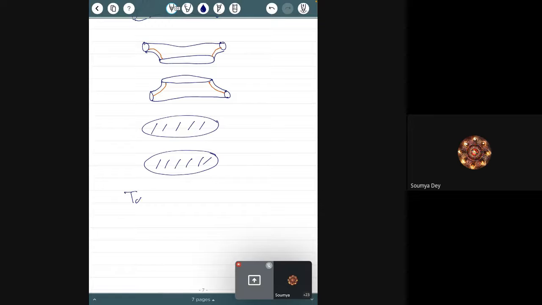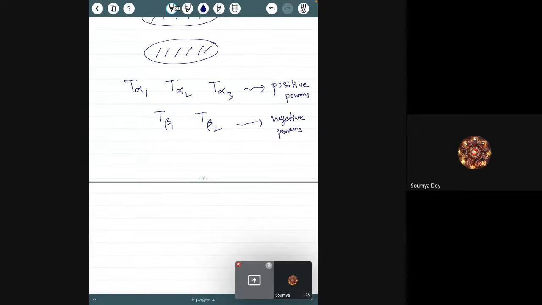We have T alpha 1, T alpha 2, T alpha 3, T beta 1, T beta 2. Now you need positive powers of these and negative powers of these, and each of them should appear in the product at least once. So this is the rule.